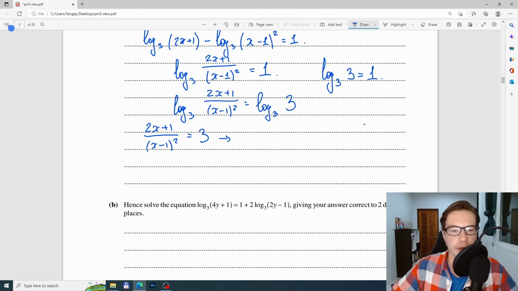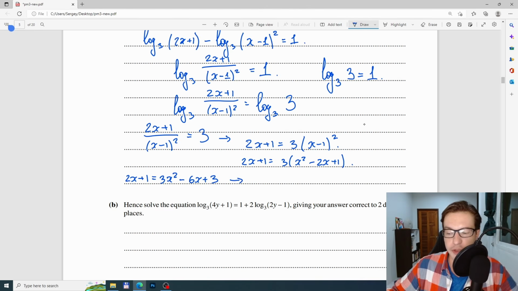And now I can rearrange this equation. So multiply everything by (x minus 1) squared to get 2x plus 1 equals 3 times (x minus 1) squared. Now from here I'm going to just square the bracket: x squared minus 2x plus 1, multiplied by 3. So 2x plus 1 equals 3x squared minus 6x plus 3. And now I rearrange this equation and I will get 3x squared minus 8x plus 2 equals 0.